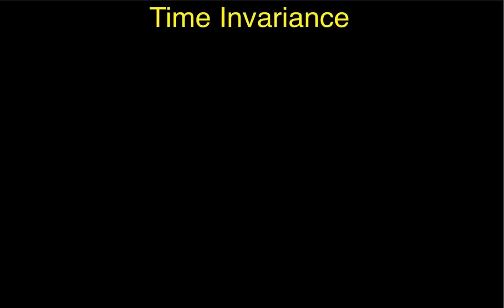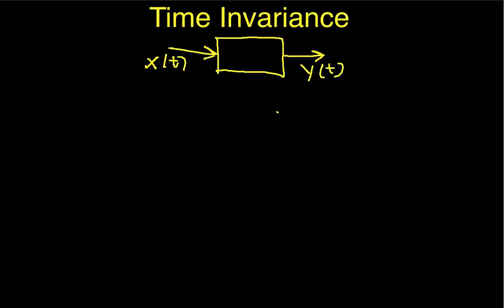So suppose I have a system. The system has an input. The system has an output. And all the system does is multiply its input by 2 to get its output. So it's just a constant gain. And we're going to assume that this gain is indeed constant and never changes.